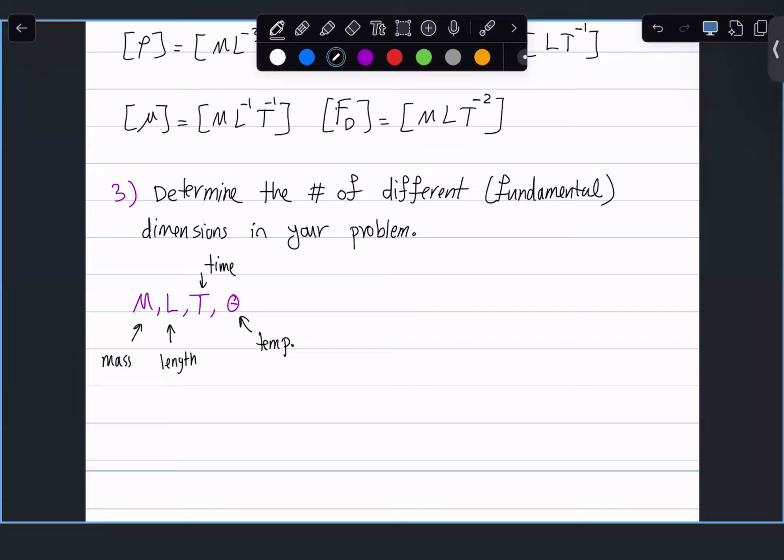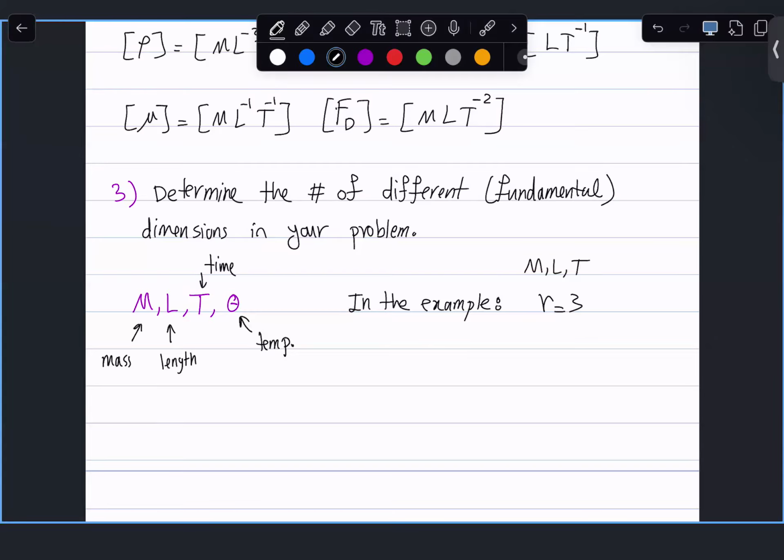So in this problem, in the example, how many do we have? Which ones do we have? Mass, length, and time, and that we show by R usually. So R is equal to 3, which is M, L, and time. Okay. Any questions so far?